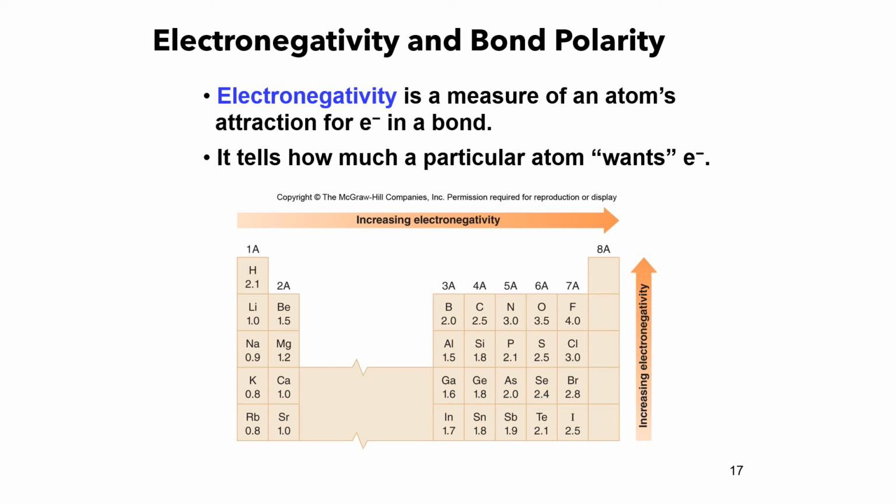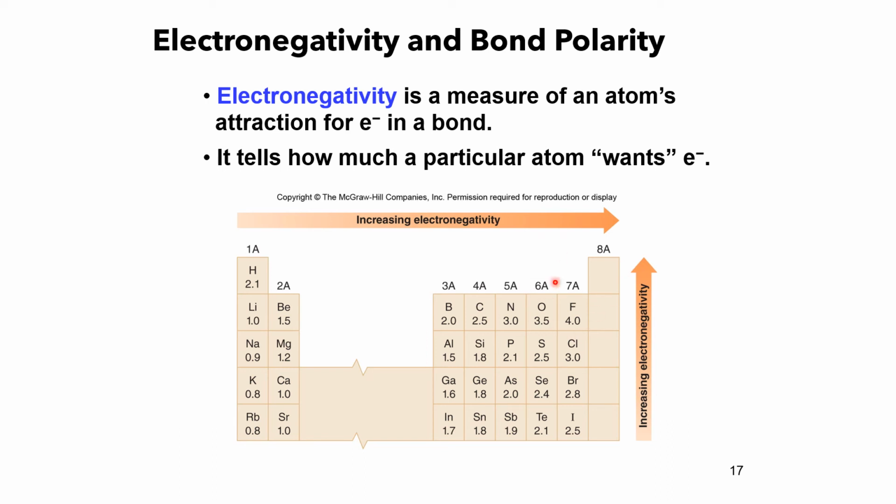So electronegativity is a measure of an atom's attraction for an electron in a bond. It tells you how much that atom really wants to hold on to electrons. Does it like to hold on to electrons, or does it not like to hold on to electrons? If you look at the periodic table, increasing electronegativity goes from left to right. Increasing electronegativity goes from bottom to top.